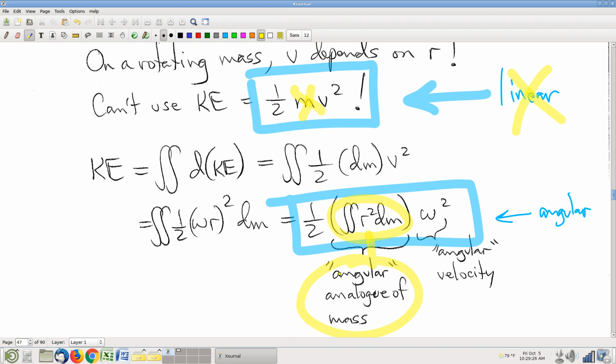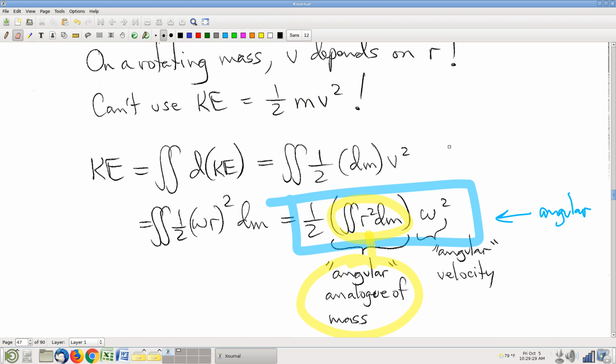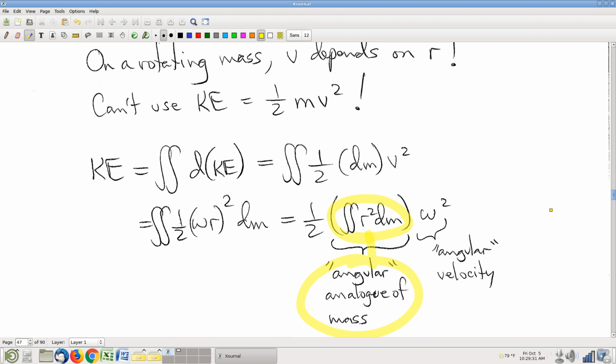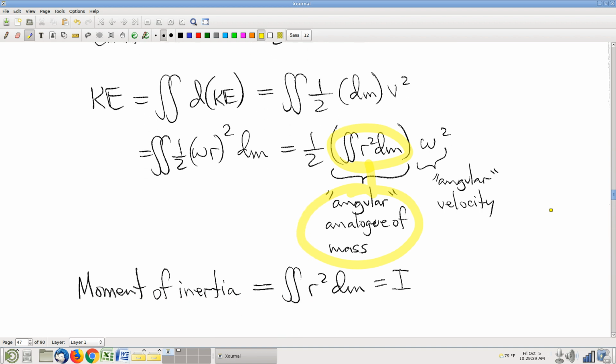So that's why we are interested in this expression right here. In an angular formulation, when something's moving at a constant angular velocity, you can see from the algebra that this expression just shows up this way. This is the thing that plays the role of mass, and it's called moment of inertia. It's very commonly represented by the capital I. And we have this formula here, integral r squared dm. I strongly encourage you to memorize this formula, integral r squared dm.